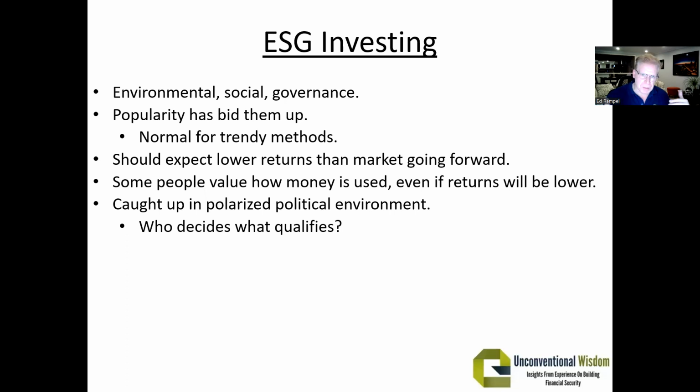But because they've been bid up for non-financial reasons, we should expect that the returns going forward are going to be lower. And some of them have actually been bid up quite a bit. In the investment industry, there's all kinds of stats about these. And I think a lot of people are looking at them maybe and using them as a marketing method.